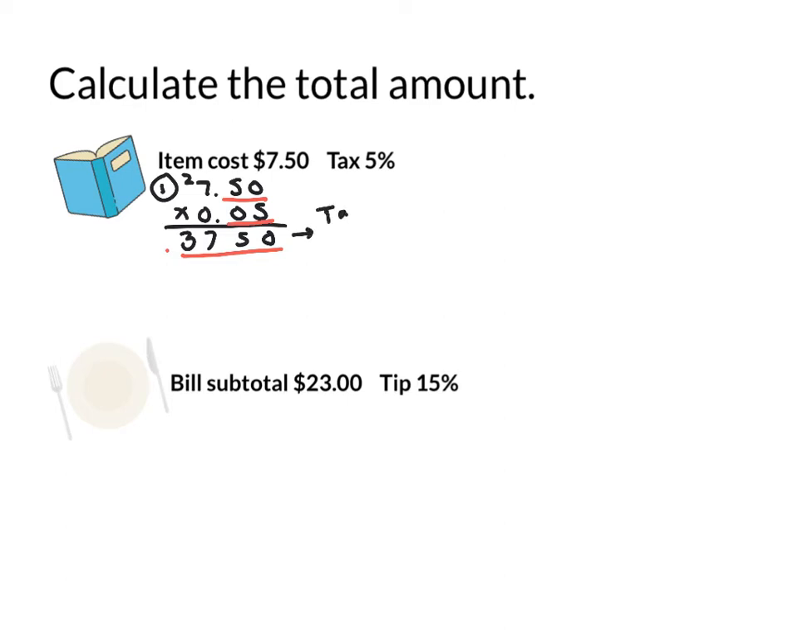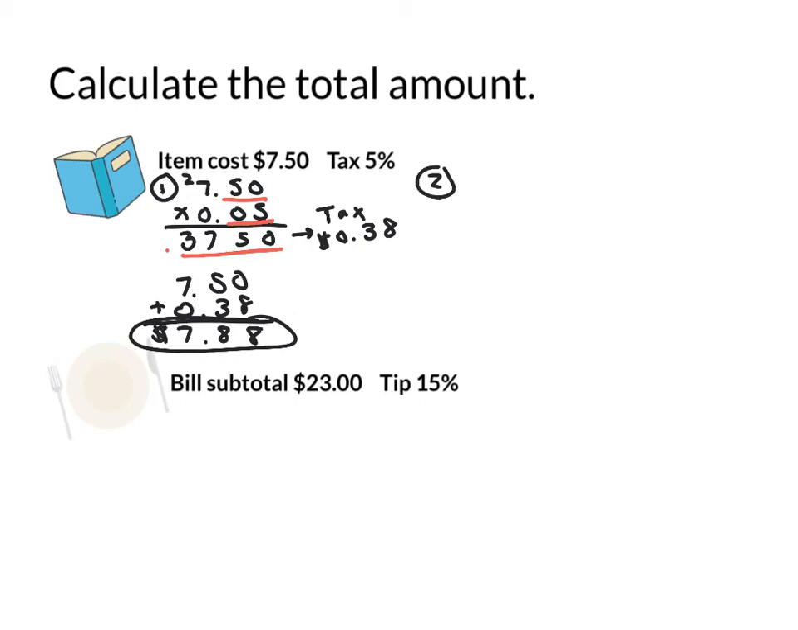And it looks like our tax is about 38 cents. Now we add the cost of our book to the cost of tax, and we get a total of $7.88. And remember your dollar sign. You may have used method 2.